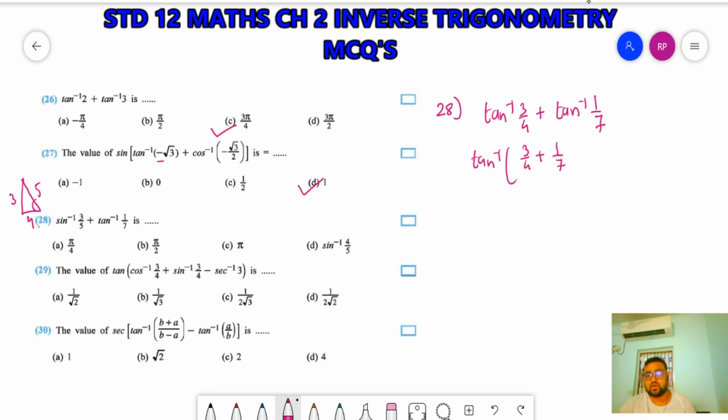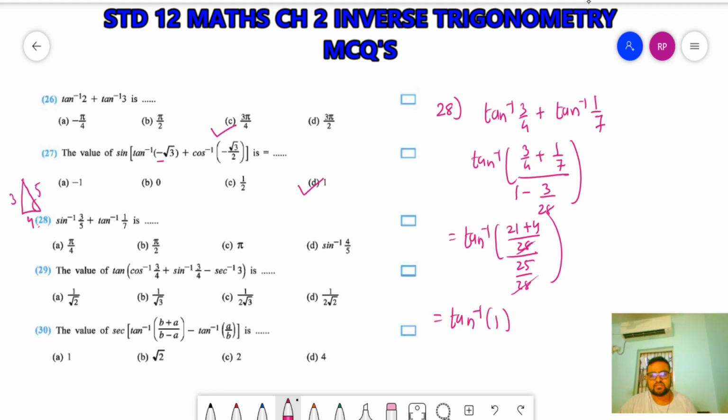See, xy is less than 1, because in both cases the denominator is higher. 1 minus 3 by 4 into 1 by 7, 3 upon 7 fours are 28. This will be equal to tan inverse of (7 threes are 21 plus 4) upon (28 minus 3) over 28, that is 25 upon 28. The 28s get cancelled. This will be equal to tan inverse of 25 upon 25, that is 1, and that is equal to pi by 4. So A is the correct option. This was about 28.